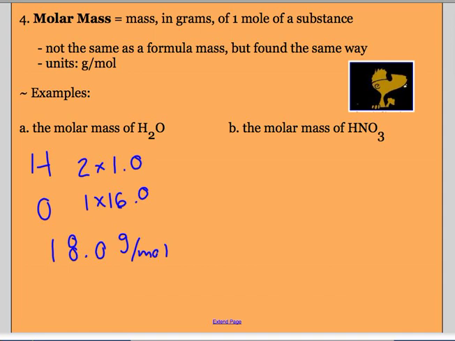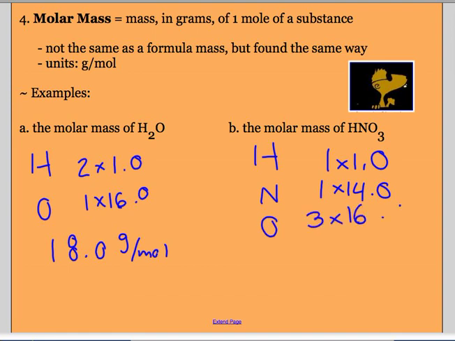Over here for nitric acid, H is 1 times 1. Nitrogen is 1 times 14. And oxygen is 3 times 16. So you put that in your calculator, and we get for nitric acid, it should be 63 grams per mole. The idea that they're different, though, is very important and something you need to understand for the test to do well. Because you do need to be able to see that there's a difference.